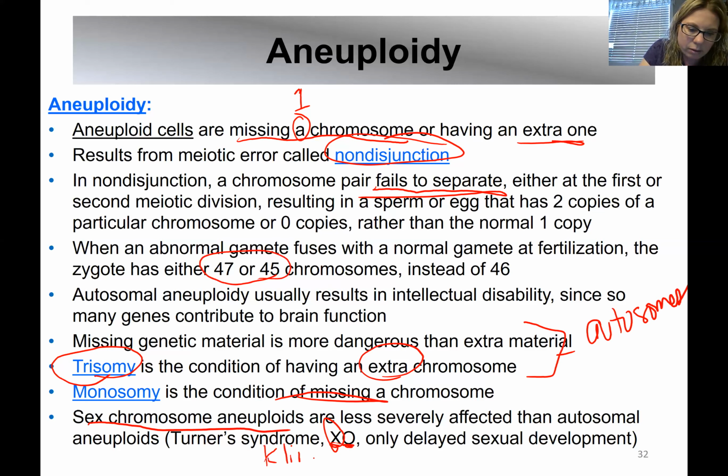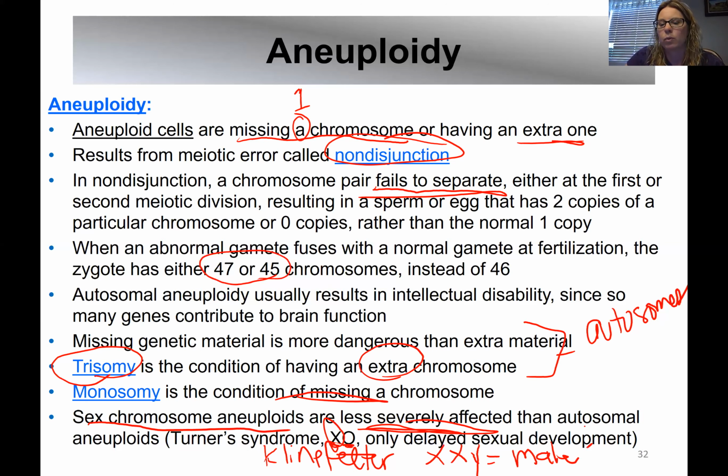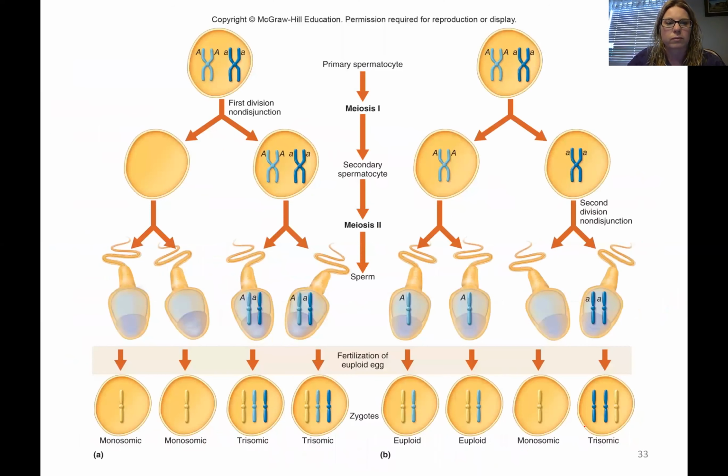Klinefelter syndrome is XXY, and that person would be male. If there's ever a Y, it's a male, and if there's only X's, that would be female. Again, these are less severely affecting, and a lot of times these people will be able to reproduce.